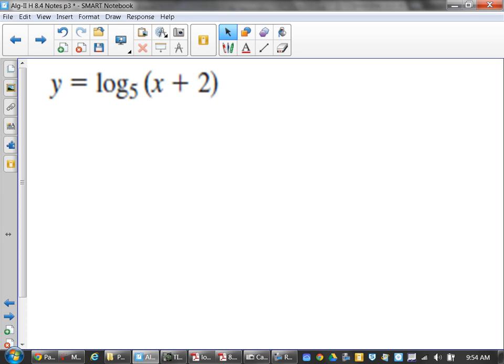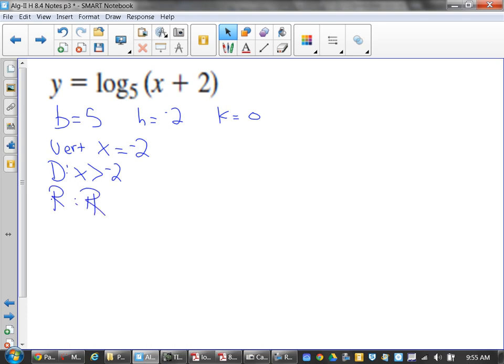In this one here, I've got log base 5 of the quantity x plus 2. So my base is 5. What's h? -2. Good. H is -2. K value is 0. So my vertical asymptote at x equals -2. I know my domain is going to be x is greater than -2. My range is all real. I know that just from that information. All right.